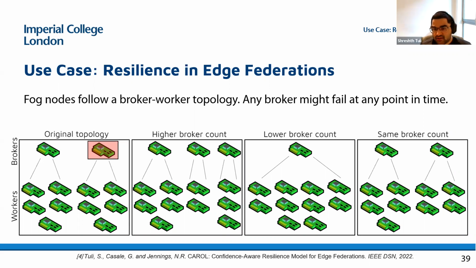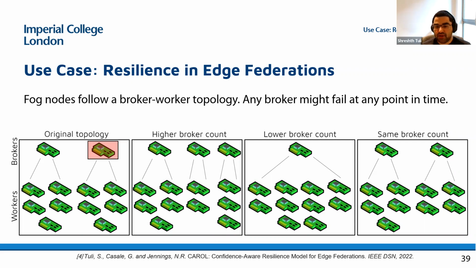However, if a broker fails, it renders the complete federation or complete group of workers that it is handling useless. And so what is, I would say, critical in terms of service resilience in fog architectures is this idea of broker resilience, as worker resilience is something that is less challenging compared to this. So this idea is based on what I'll describe. This work is based on a paper accepted at IEEE DSA.